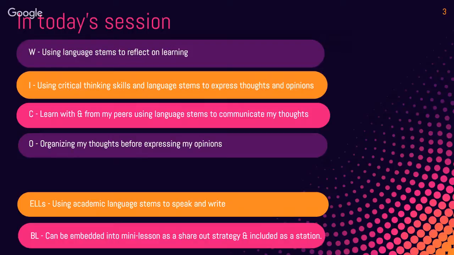And we're also going to be talking about, as we know, using those academic language stems to speak and write will help all of our students, ELLs, and all of our learners. And if we're looking at balanced literacy and ways these can be embedded into the mini lesson as a share out strategy, using those academic language stems as an anchor for them to share out during that mini lesson time or during guided practice time, but then also including these next couple of strategies as stations, while they are working on that skill for the week.